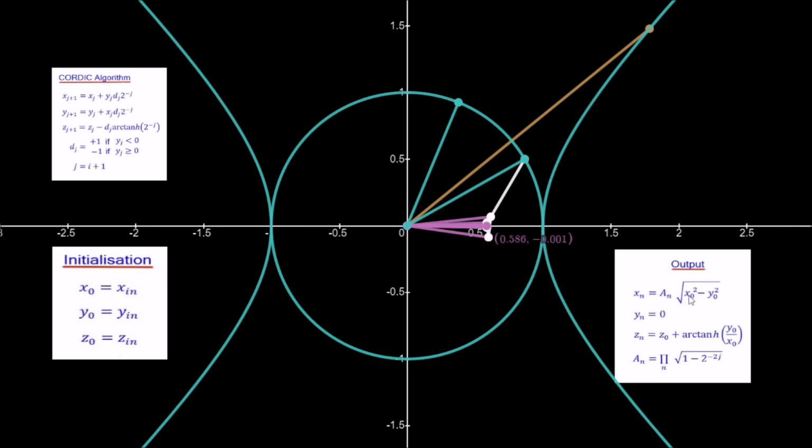Now the value for our xn is going to be given by this term here. So it's going to be the square root of 0.866 squared minus 0.5 squared, and we multiply it by this gain factor an. And again, our gain factor an is given by the product of the root of 1 minus 2 to the minus 2j. So let's quickly go ahead and figure out what this value for an is.